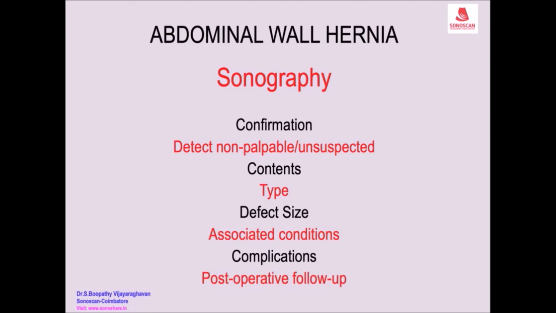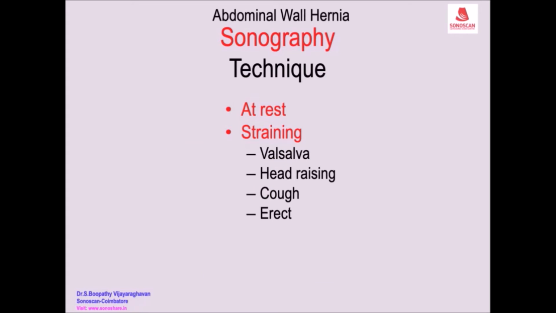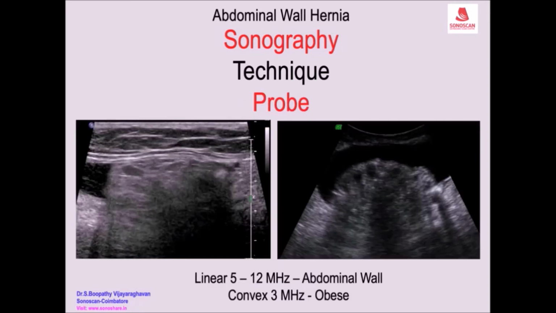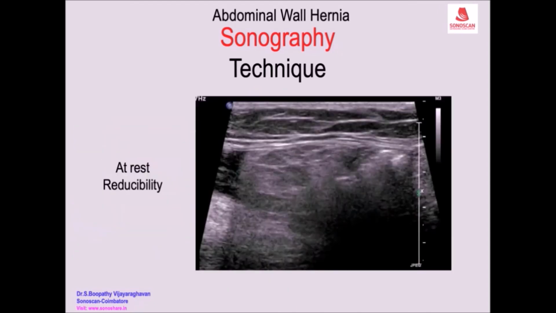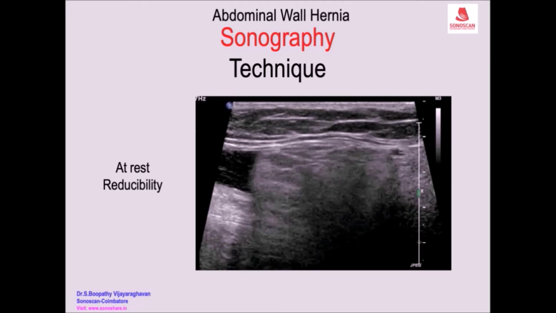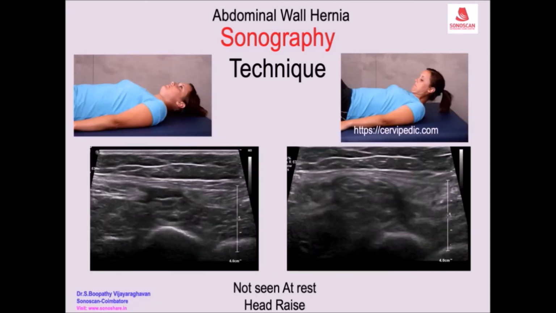So I will cover this: head raising, cough or erect posture, and you must look for reducibility and tenderness and look for the contents in detail. Or when the patient is obese, we may have to use the convex 3 MHz probe to look whether the hernia is reducible, as shown in this. Last one is the head raise.